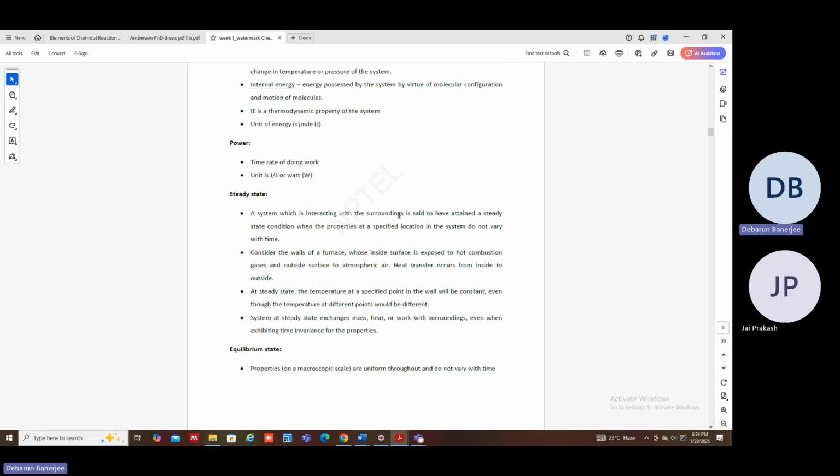At steady state, what will happen? The temperature at a specified point in the wall will be constant, even though the temperature at different points would be different. The system at steady state may exchange mass, heat, or work with the surroundings, even while exhibiting time invariance of the properties.